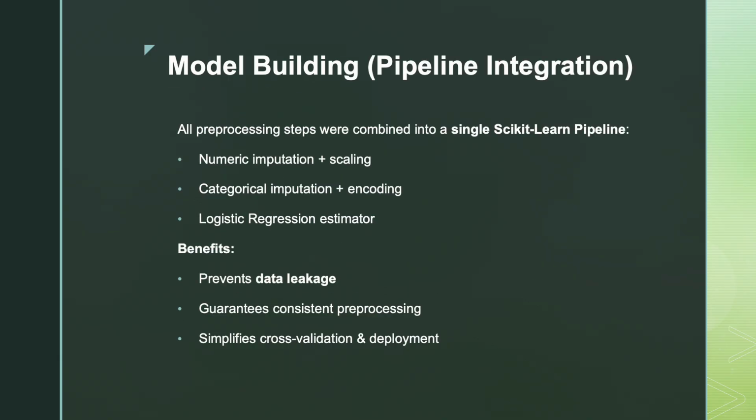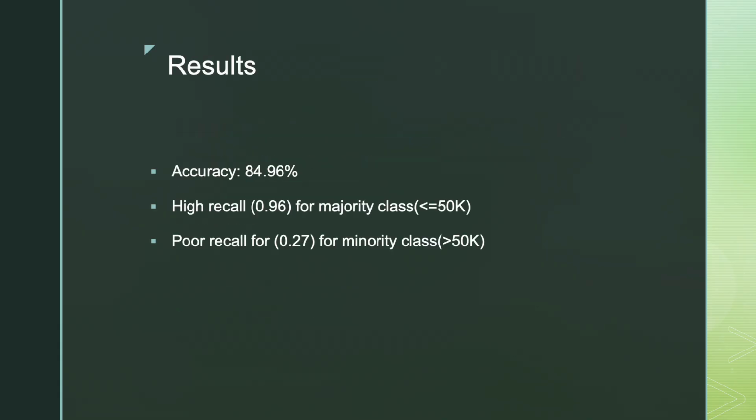Next, building the model. The full pre-processing and classifier were combined in a single pipeline. This guaranteed that imputation and scaling are learned only on training data, and it also prevents leakage. Cross-validation and evaluation were performed on the complete pipeline.